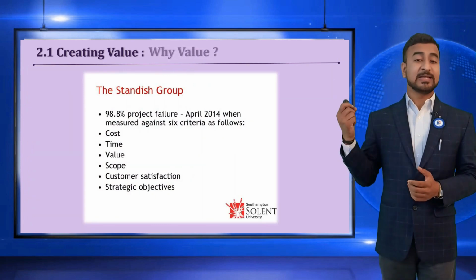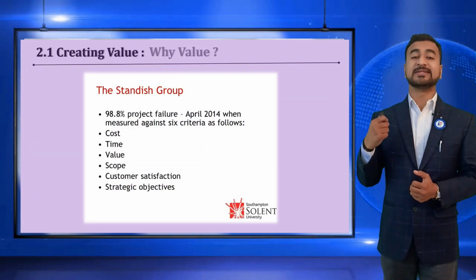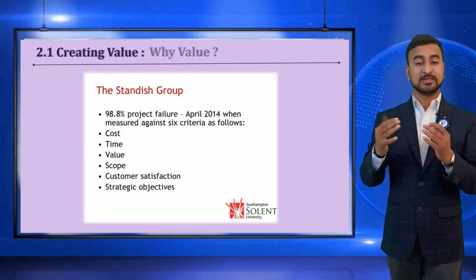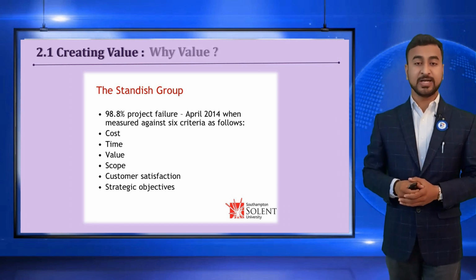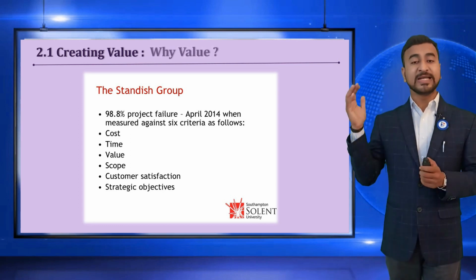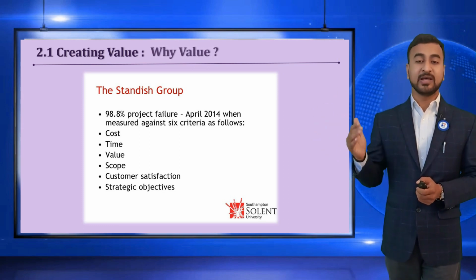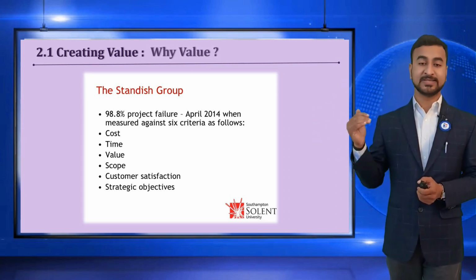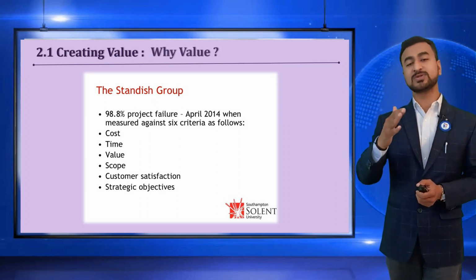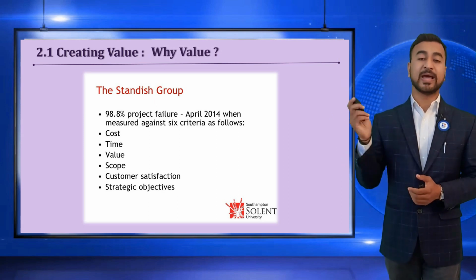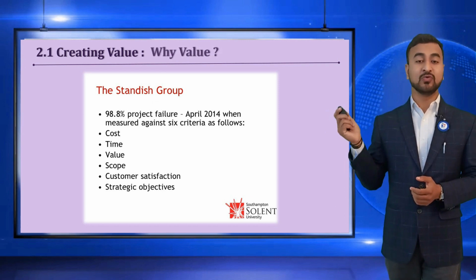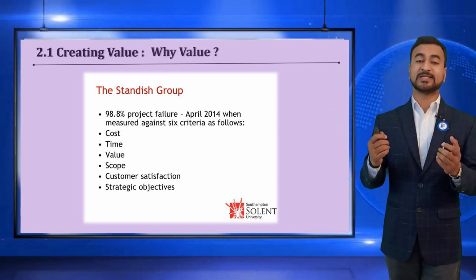And there are surprising facts. If you check the Standish Group, they did a survey in April 2014, and they found that out of 50,000 in the database, 98.8% of projects failed on the 6 measured project performance parameters: cost, time, value, scope, customer satisfaction, and strategic objective.